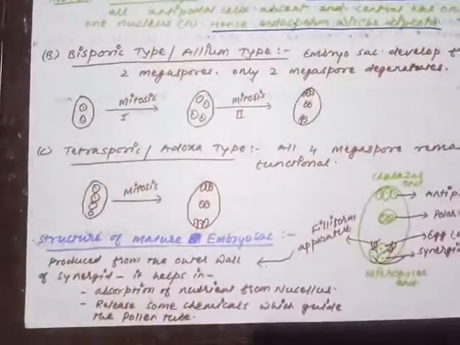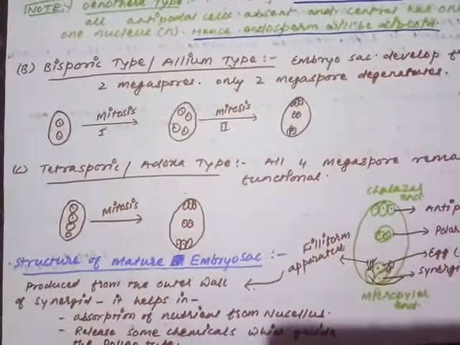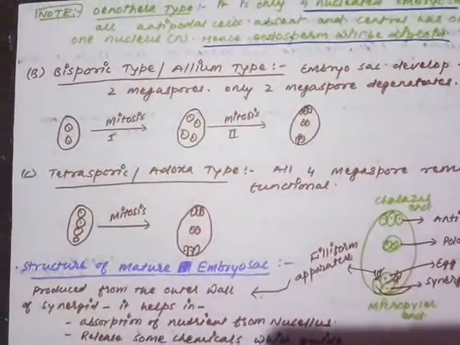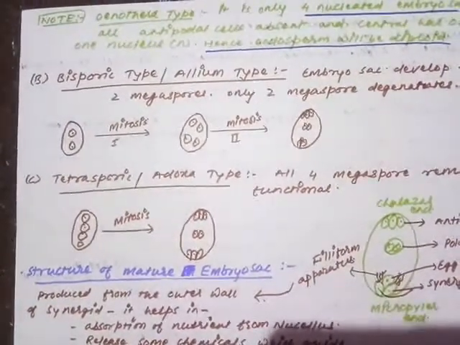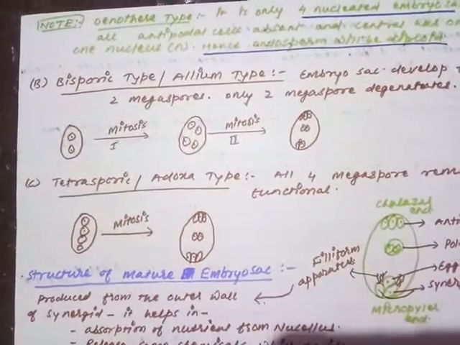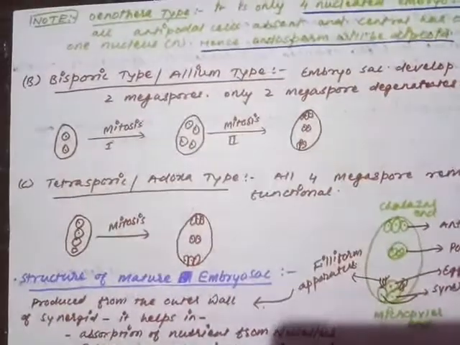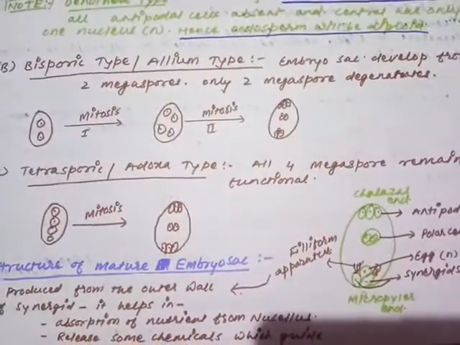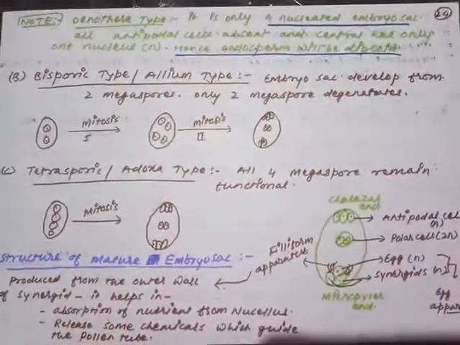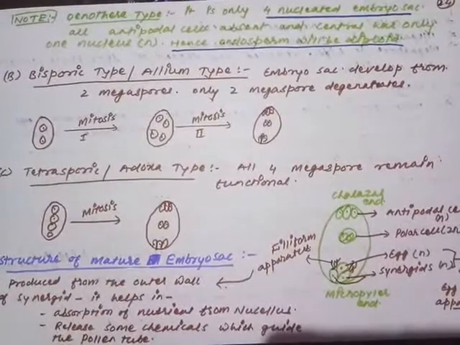Now I am moving on to the next one, that is the bisporic type or Allium type. The first one is monosporic: only one megaspore is taking part. First mitosis, second mitosis, third mitosis, and then the arrangement you have seen. Bisporic type or Allium type means what? The example is Allium cepa, Allium sativum. That is being reported in Allium only.